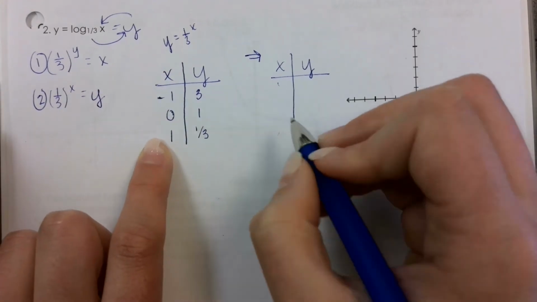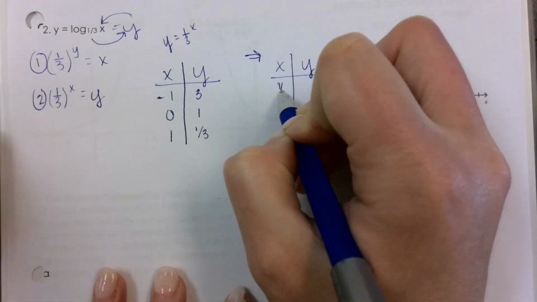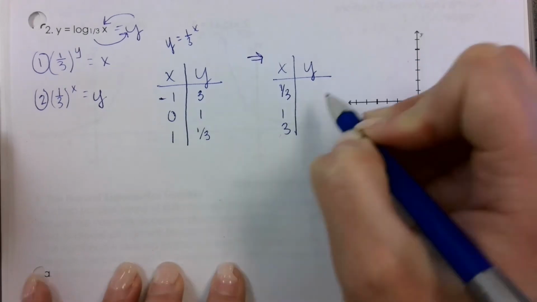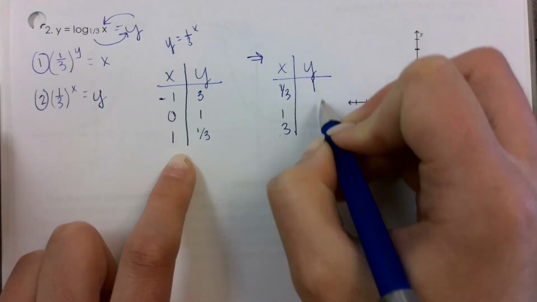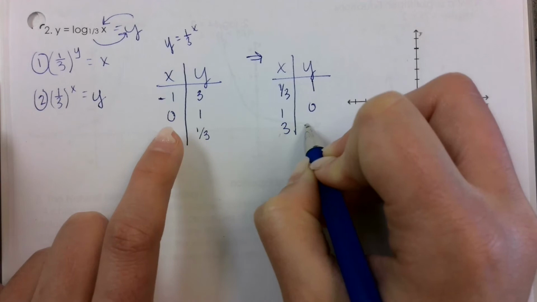So then if we do the inverse of this guy, we're just going to switch the x and the y's in our table. So our y values are now what?